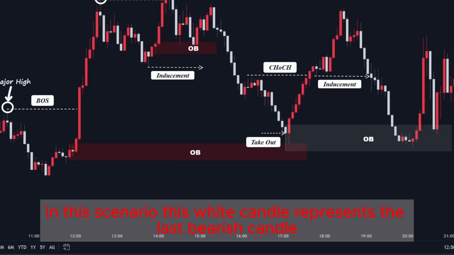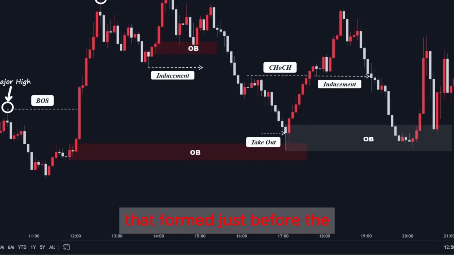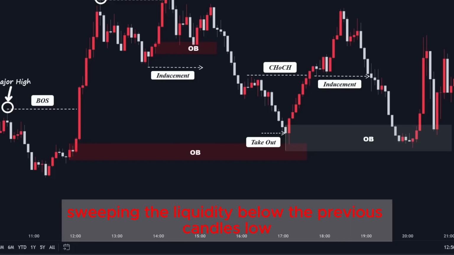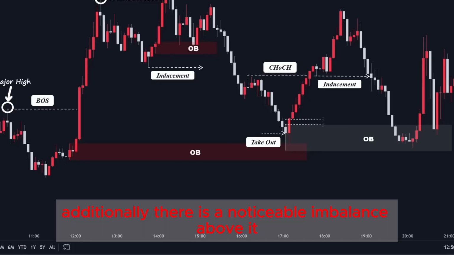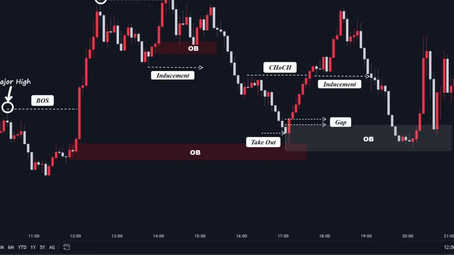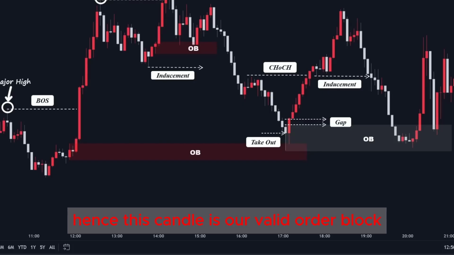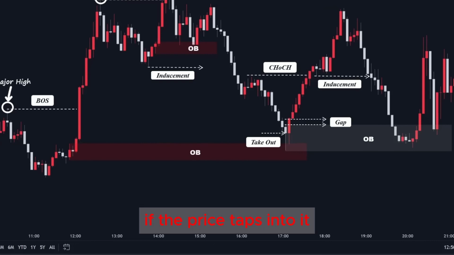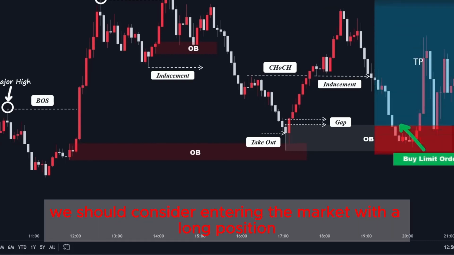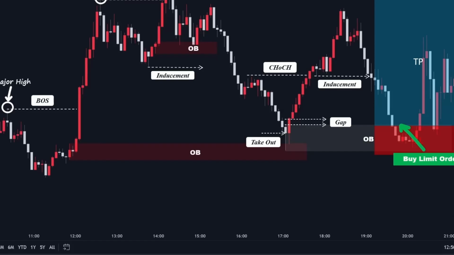In this scenario, this white candle represents the last bearish candle that formed just before the price pushed drastically to the upside, sweeping the liquidity below the previous candle's low. Additionally, there is a noticeable imbalance above it. Hence, this candle is our valid order block, offering a high probability if the price mitigates it. If the price taps into it, we should consider entering the market with a long position.